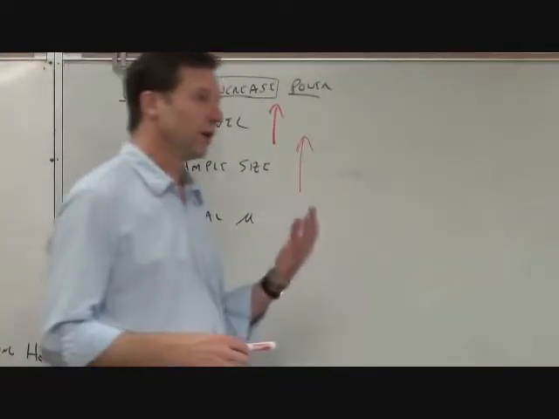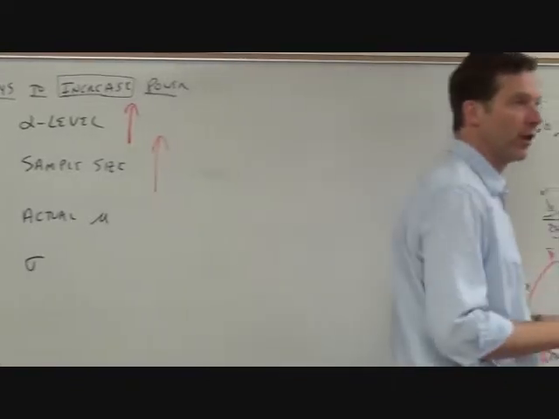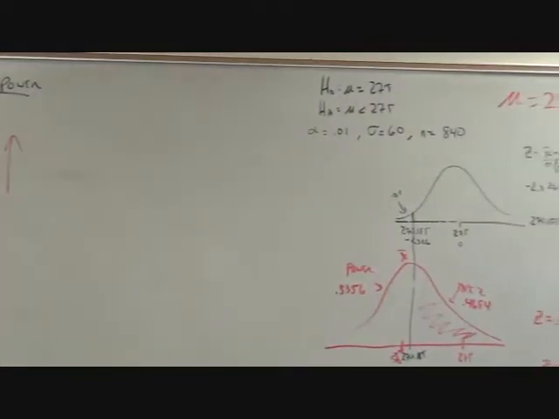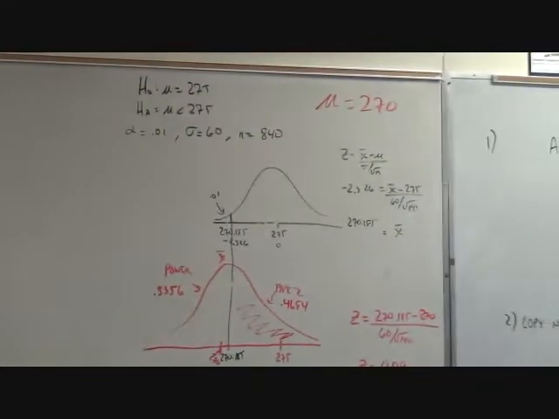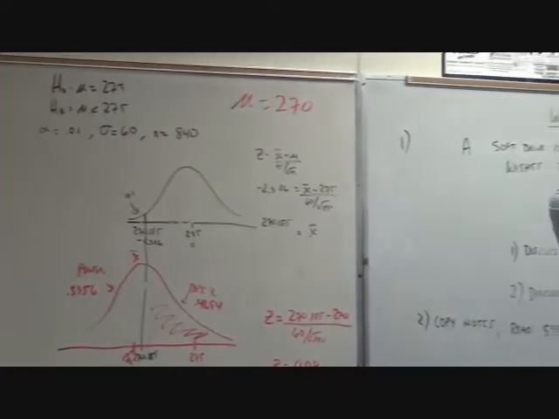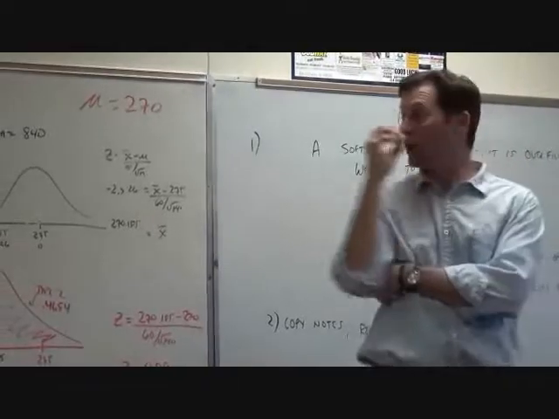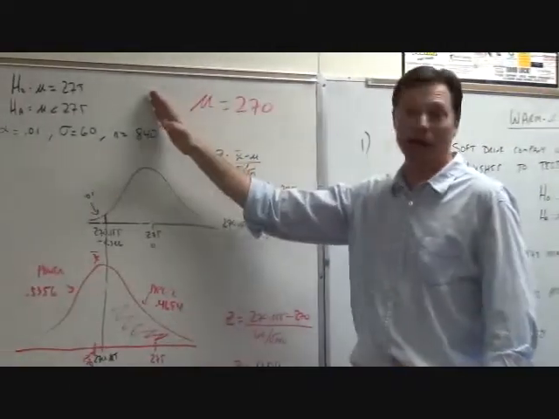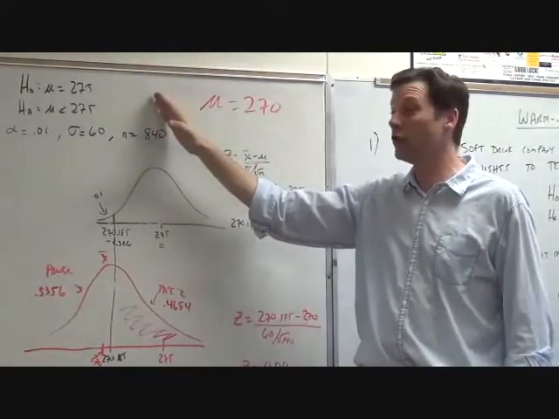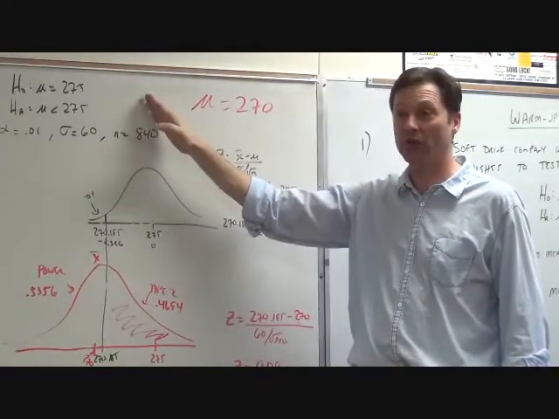Would you want the real mean to be closer to the 275 or further away from the 275 to increase power? Closer to the 275? Okay, so if the real mean was 273, you think that's going to give you a better chance to reject the 275.